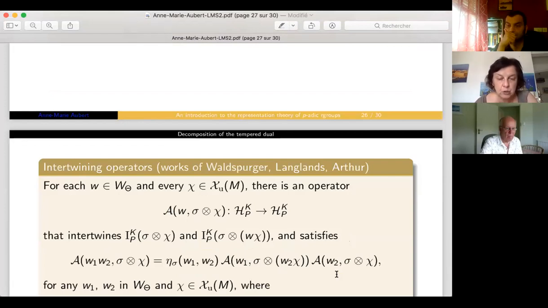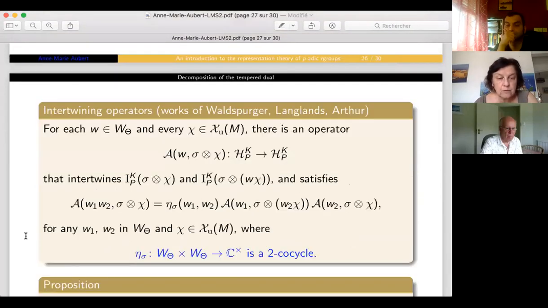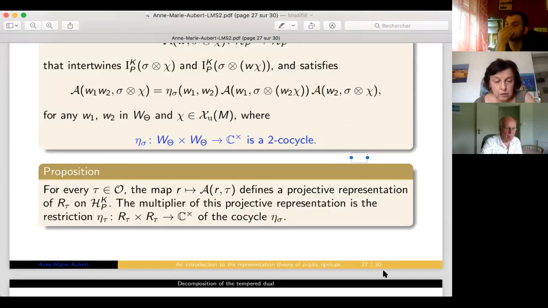about intertwining operators due to Harish-Chandra, Langlands, and Arthur, that will be useful for us. First is the definition of the intertwining operators. So we start with an element w in W theta and a unitary unramified character of the Levi. And there is an operator in the compact picture that intertwines these two induced representations and satisfies an intertwining relation, but up to some cocycle. So there is a cocycle, eta sigma, on W theta cross W theta. So this is a situation which is more complicated than in the case of real Lie groups.